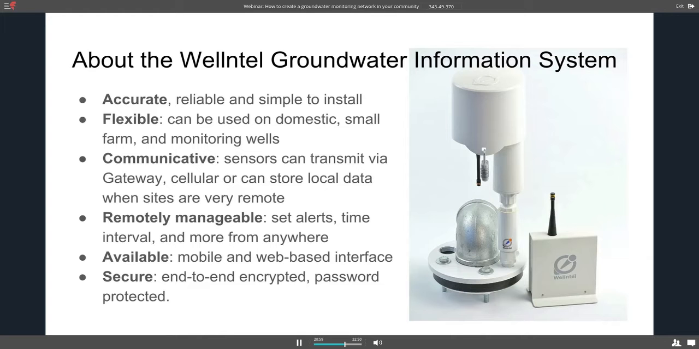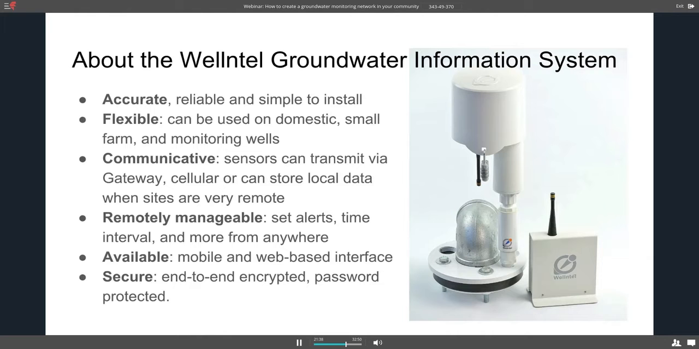So it needs to be something that pretty much any do-it-yourselfer can get their head around and work on with simple tools. It needs to be flexible. That means it needs to be useful on domestic and small farm wells in addition to monitoring wells, which is where agencies typically go today. It needs to be communicative. That is, the sensors on wells must transmit automatically across existing internet, or where existing internet isn't available, via cellular, or potentially do some data logging when the sites are very remote.